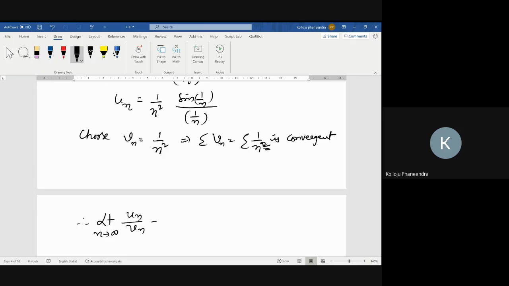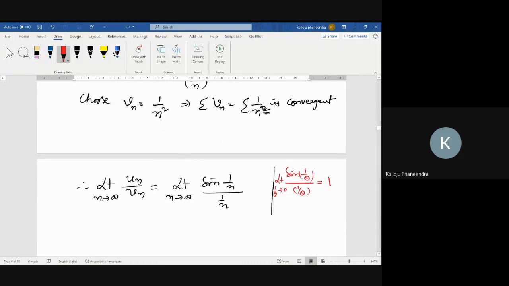Infinity is equal to 1 by n square, which gets cancelled. Limit n tends to infinity of sine 1 by n by 1 by n. What is this value? I told you the formula. What is this limit? It is sine 1 by theta by 1 by theta, as 1 by theta tends to 0, and the value is 1.